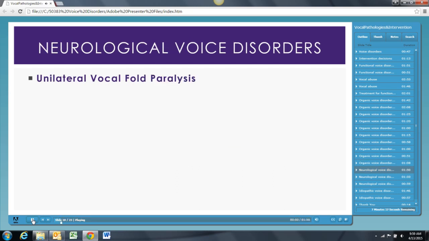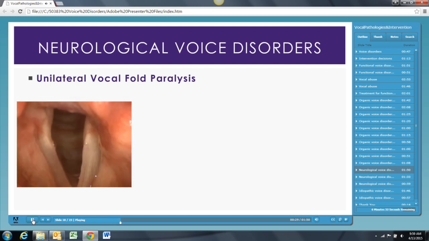Neurological voice disorders are caused by a disruption to the nerve supply for the muscles of the vocal folds. This can result from an acquired injury secondary to surgery, or can be related to a degenerative neurological condition. The most common neurological voice disorder that will be encountered clinically is vocal fold paralysis, and of the types of vocal fold paralysis, the most common presentation is unilateral vocal fold paralysis.